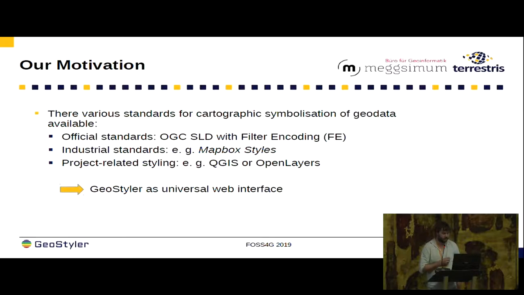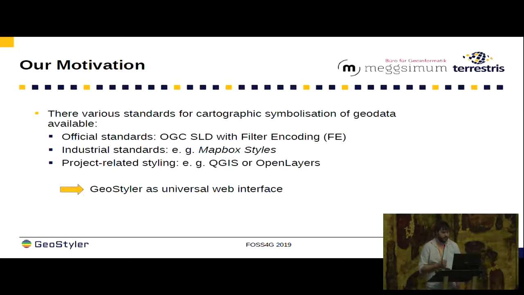What was our motivation? If you heard the talk of Andrea already, there are various standards of cartographic symbolization of geodata available out there. There are the official standards like SLD with filter encoding, or there are the industrial standards like Mapbox. Industrial standard is somewhat like people tend to say Word document is a standard, and in the map environment, somebody says it's Mapbox, something like that. But I don't want to say that Mapbox is equal to Word document. Don't forget that. And you have some more project-related styling, like QGIS has a styler, OpenLayers has styles, and stuff like that.